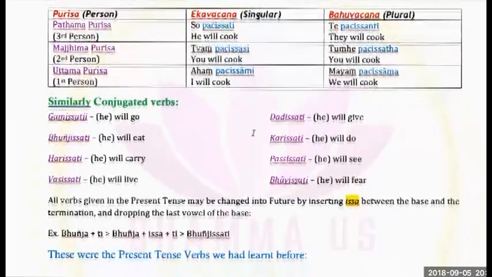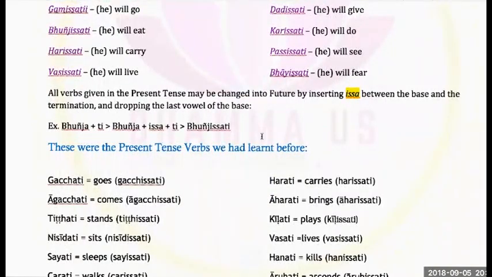All the verbs given in the present tense may be changed into the future by inserting issa between the base and the termination and dropping the last vowel of the base. For example, bhunjati, bhunja issa ti, and then it becomes bhunjissati. So the last vowel is dropped.